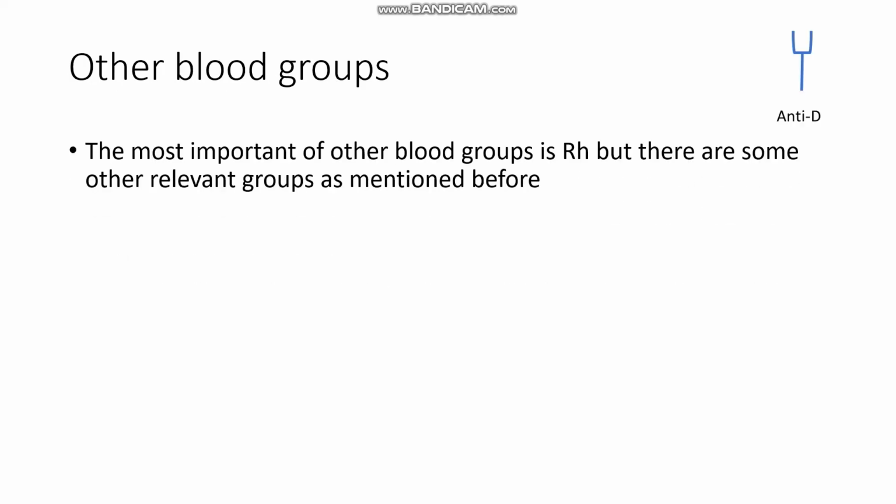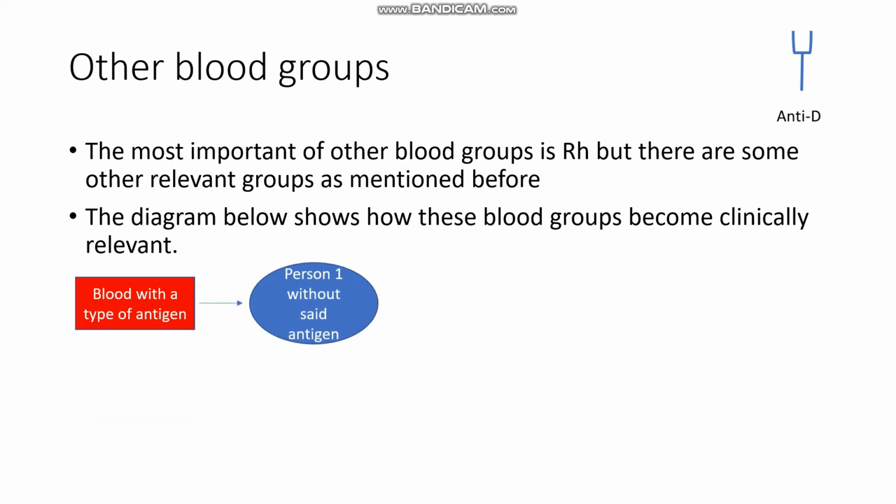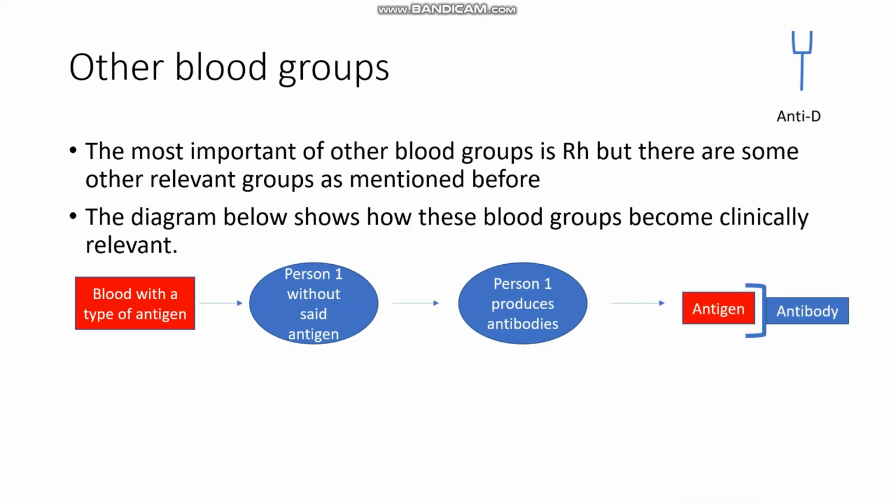The most important of other blood groups is RH. Unlike anti-ABO antibodies, these antibodies of other blood groups are only formed by prior introduction. The diagram below shows how this becomes clinically relevant. You have the introduction of blood to the person receiving who doesn't have said antigen. This person will therefore produce antibodies against said antigen and will result in antigen-antibody complex formation. This, by various means, leads to hemolysis.